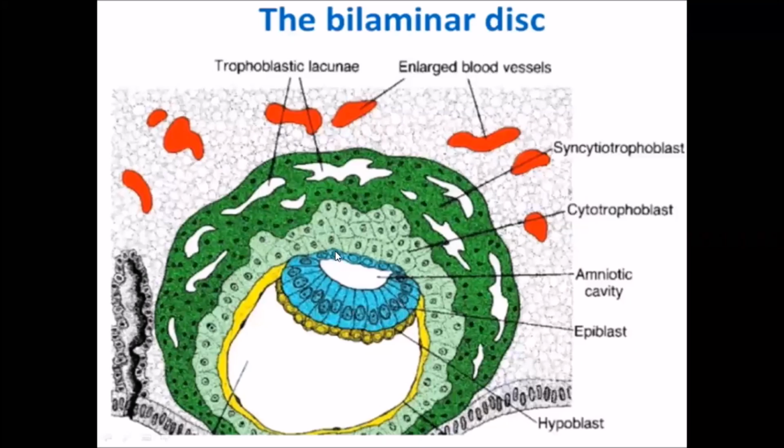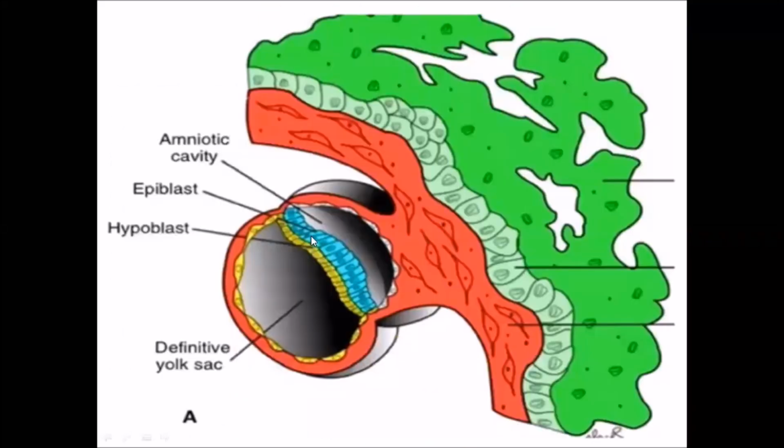So the epiblast, within which is the amniotic cavity, and then the hypoblast, within which lies the yolk sac. So there are two cavities and two cell layers. This is another cut section showing the amniotic cavity within the epiblast, and the yolk sac within the hypoblast. So now we'll enter into the cut section of this embryo.